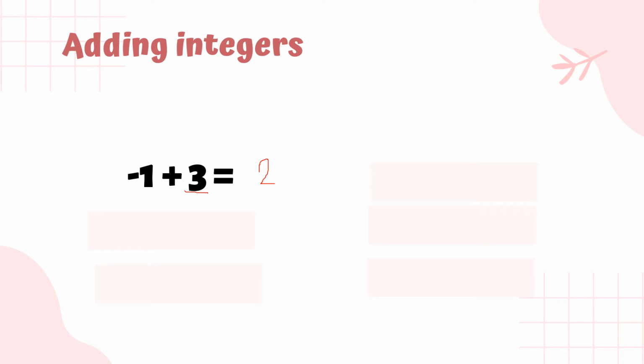Is it positive or negative? So, 3 po is positive. That's why our result is positive 2. -1 plus 3 is positive 2.